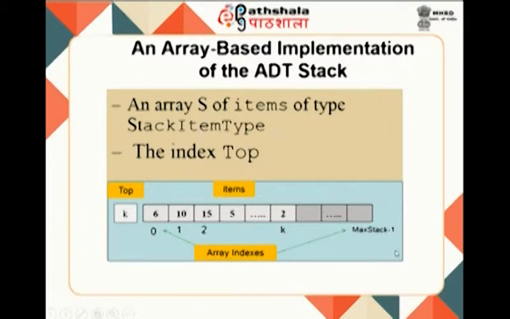That is defined depending on the user telling that this is the maximum number of items that is going to be used, and we will define it as the size of the stack. These are called array indices. Any array has indices. This is the top. Here the top points to the topmost element, in this case 2, and items is these items. So, this is the array based implementation of an ADT stack.